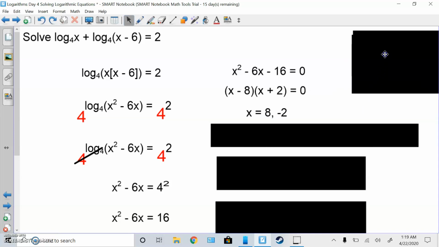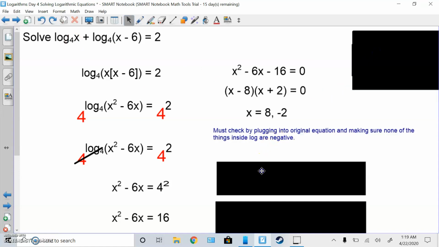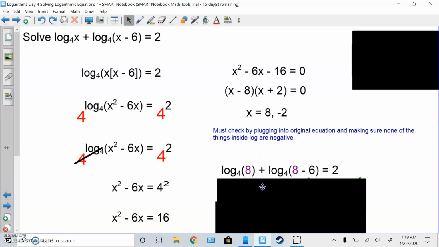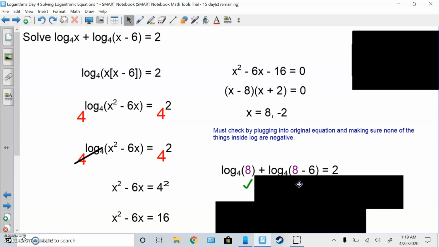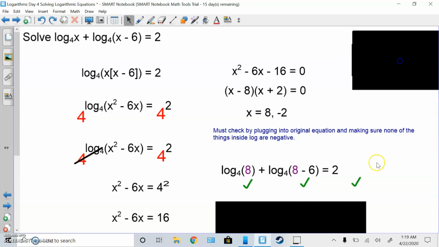Now before I box those in, because I could stop and get it wrong, you have to check. Plug them into the original problem, see if it's going to be a log of a negative number or 0. Because if it is, you cross it out. So I plug in the first one, 8, in the original problem. I get log base 4 of 8 plus log base 4 of 8 minus 6 equals 2. Well, the first one's positive, we're good. I don't need the decimal, I just need to make sure the inside is positive. Then here, 8 minus 6 is 2. I can log base anything of 2, that's fine, that's good. So that one's good. So 8 is one of our correct answers.